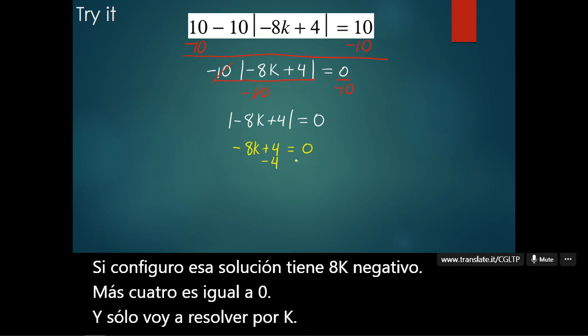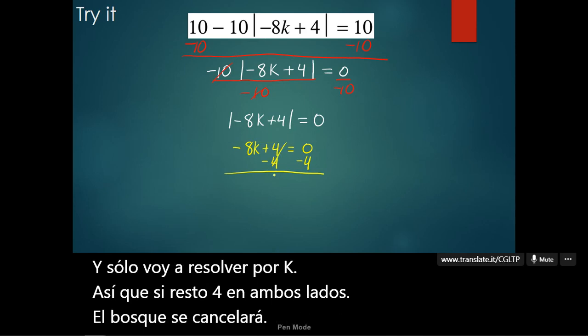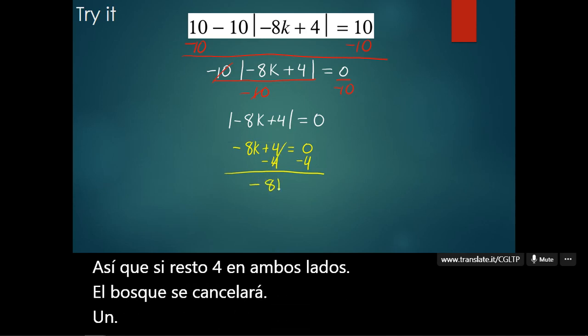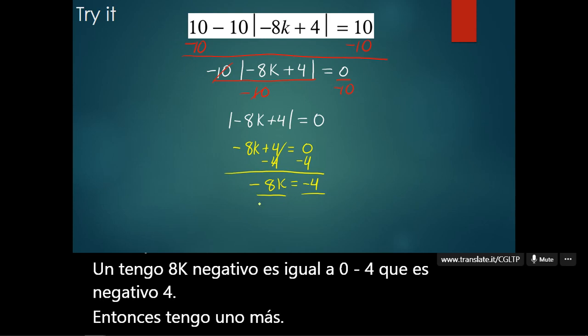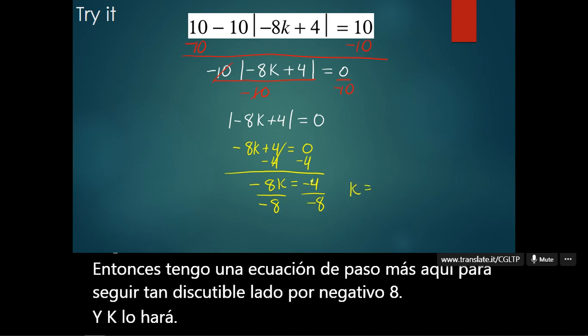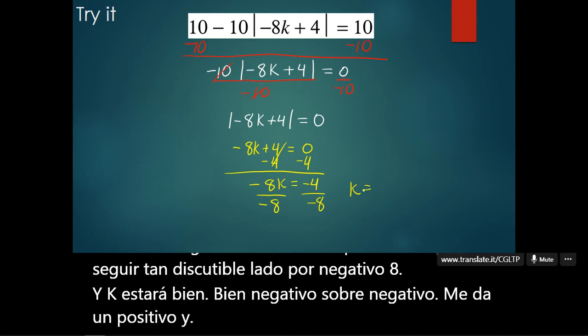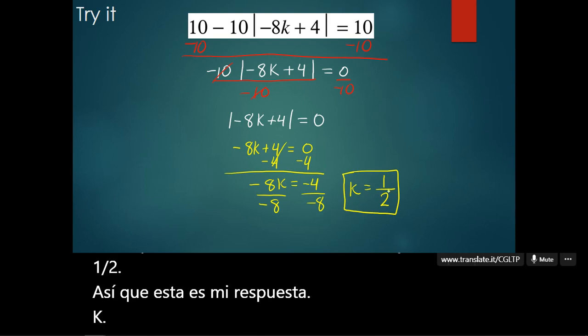So if I subtract 4 on both sides, the 4's will cancel out. And I have -8k is equal to 0 minus 4, which is -4. Then I have one more step equation here to follow. So divide both sides by -8. And k will equal, well, negative over negative gives me a positive. And 4 divided by 8 simplifies down to 1/2. So this is my answer. K is equal to 1/2.